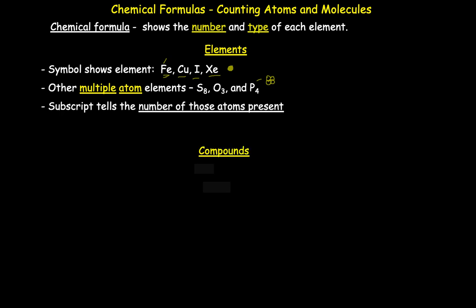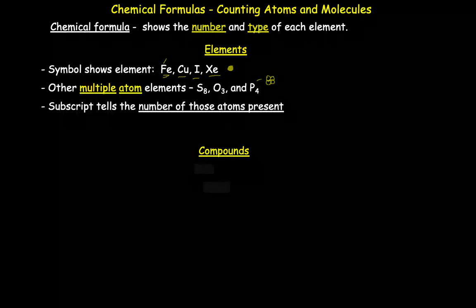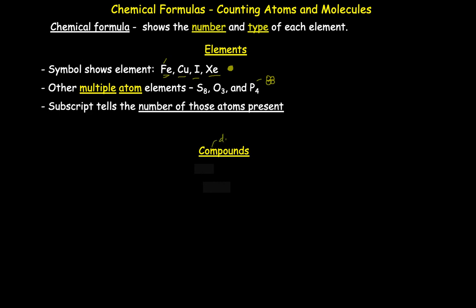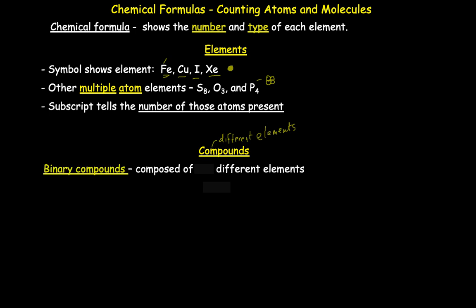As far as compounds go, it gets a little more complicated because remember, in a compound, you're going to have different elements. So since your elements are going to be different, you're going to have a more complicated formula. There's two main types. There's binary compounds, which are composed of 2 different elements because of the word binary. So, 2 different elements.